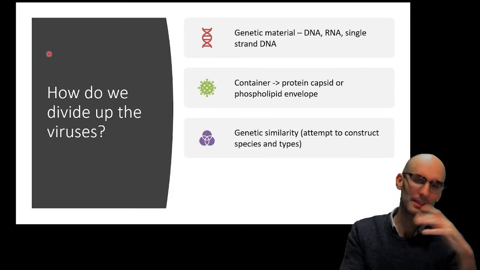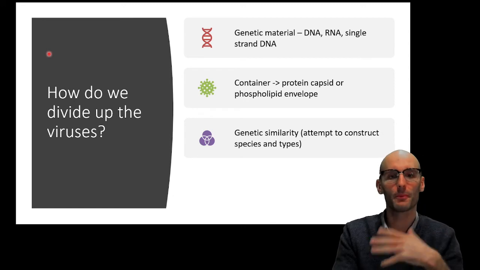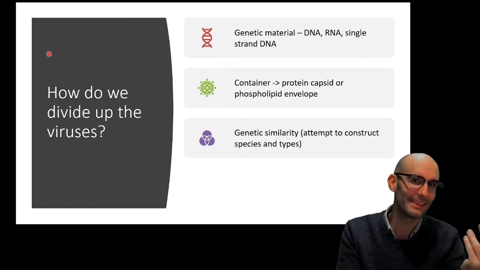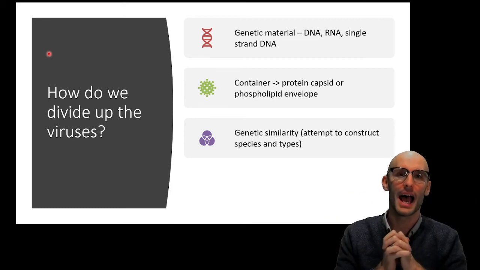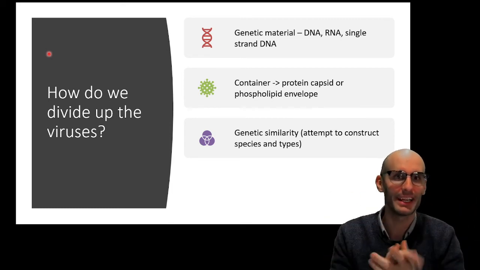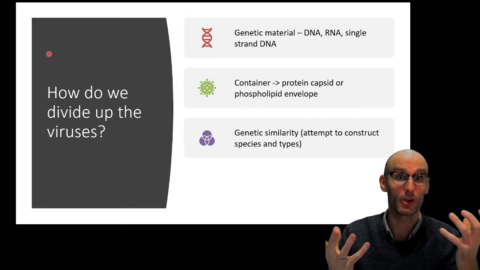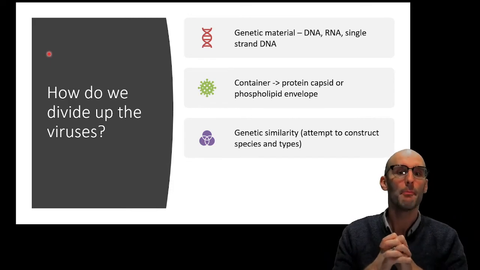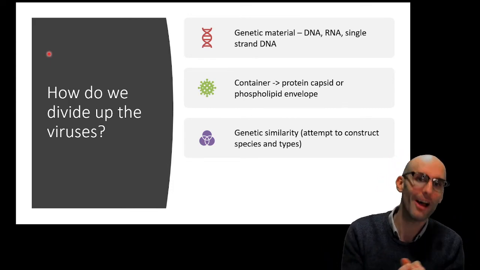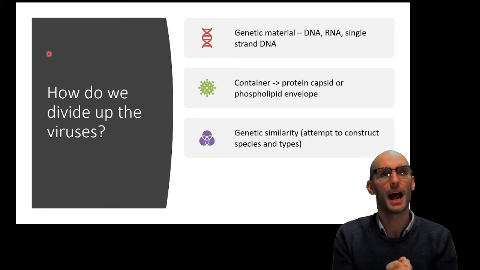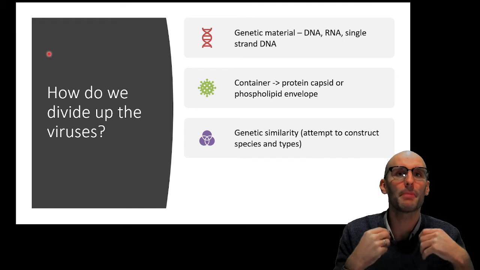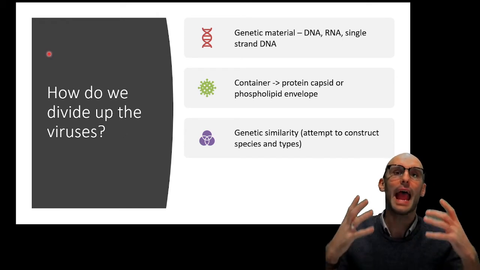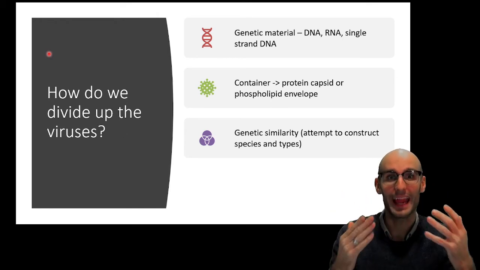There's also the classic genetic similarity, and from this we can attempt to construct species. The term species kind of breaks down at this point, but we base it on genetic similarities and evolutionary proximity. And beyond species, there are also types. Now, types is a bit of a vague term, but when we're talking about viruses, what we mean by types is something that our immune system would say is different.